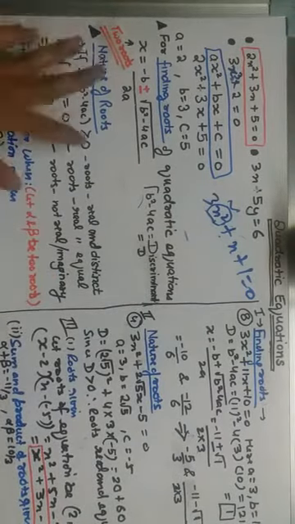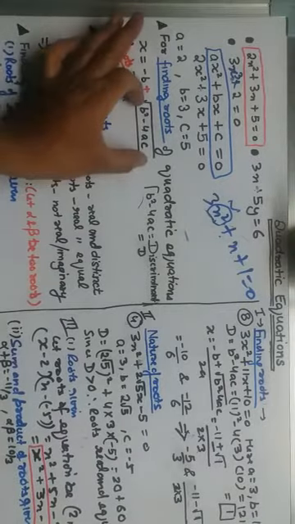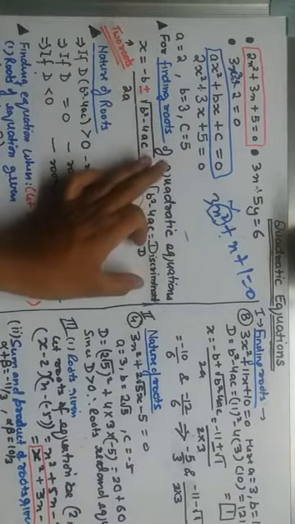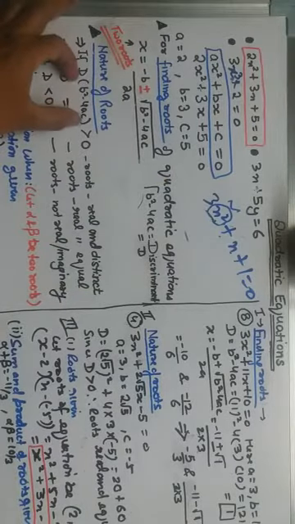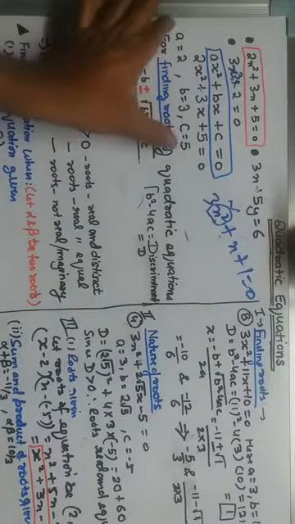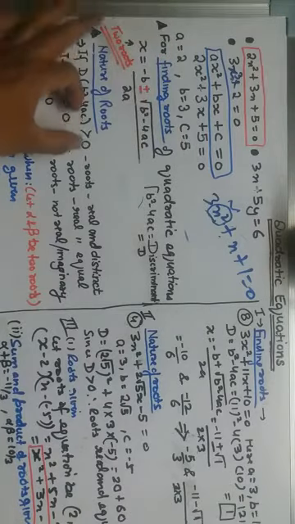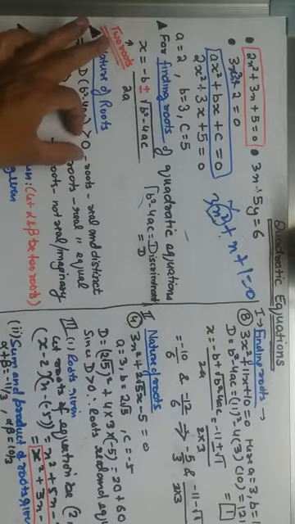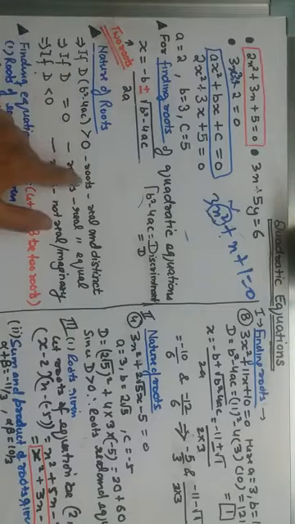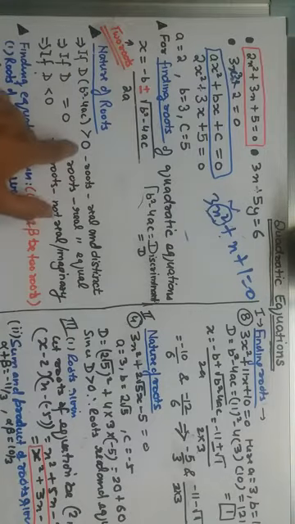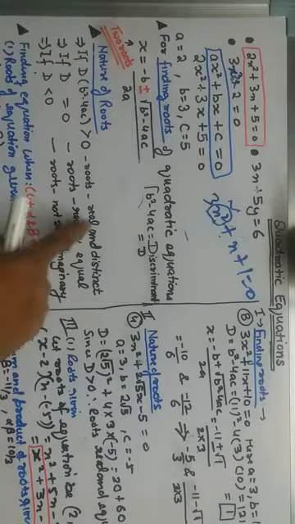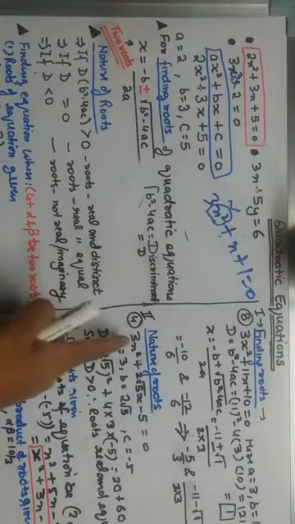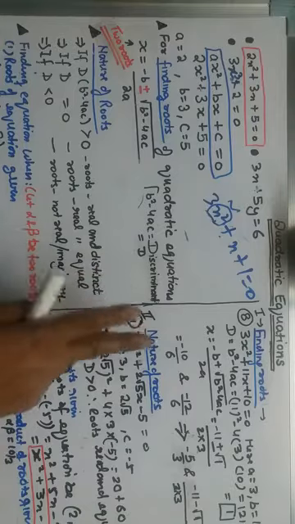Now, how to find the nature? Use this formula which we have described as discriminant, b square minus 4ac. From this abc value, if the value of discriminant is coming greater than 0, then the roots, meaning the two values, will be real and distinct. Distinct means the two values will be different, not same.